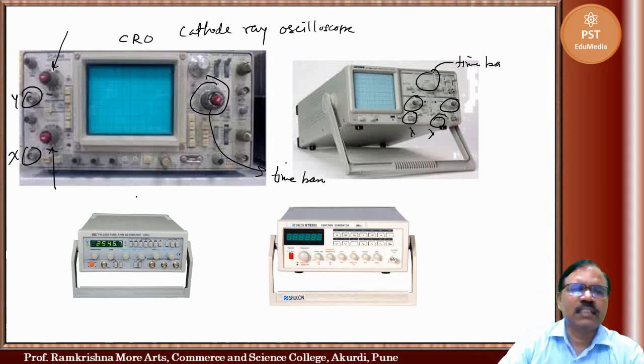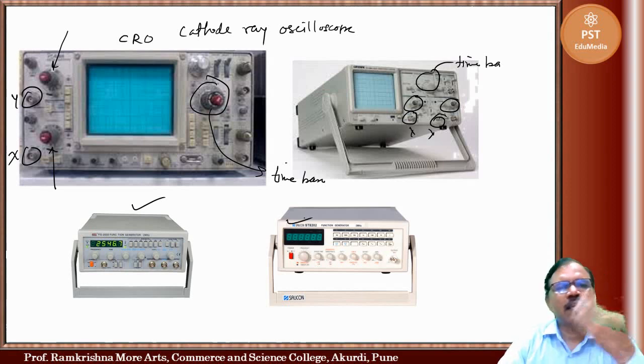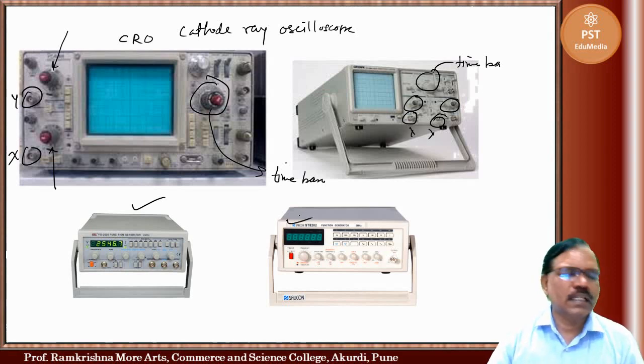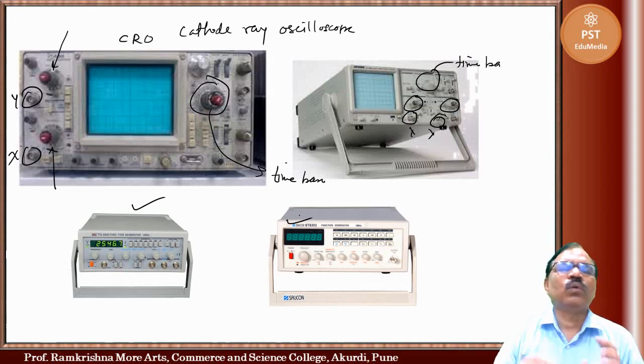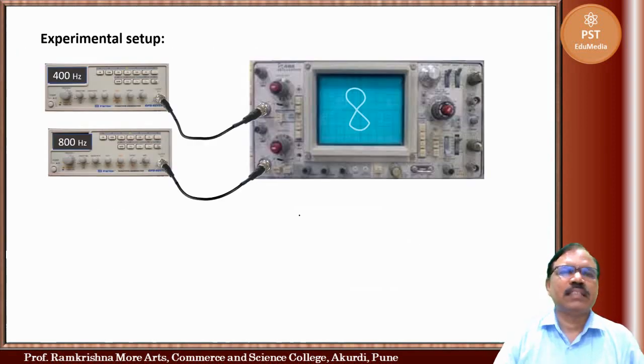And these are some signal generators. We can take a signal from this signal generator. The signal may be a sine wave, square wave, triangular wave signal, and so on. Here we are going to use a sine wave signal. Now the experimental setup. This is the first signal generator, this is the second signal generator. The first signal generator is connected to the X channel, and the second signal generator is connected to the Y channel using coaxial cables.